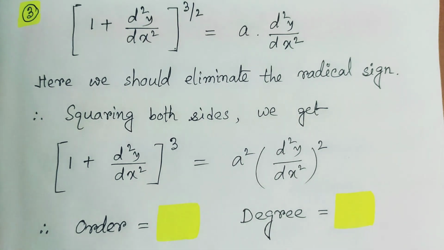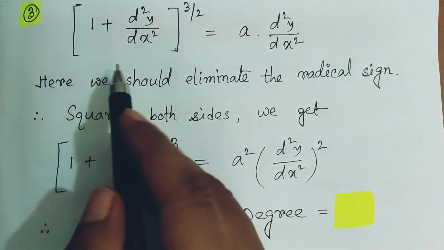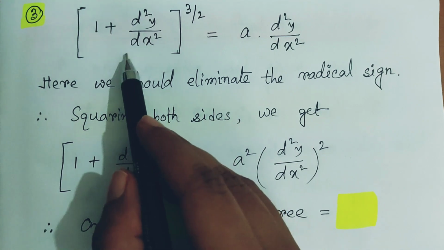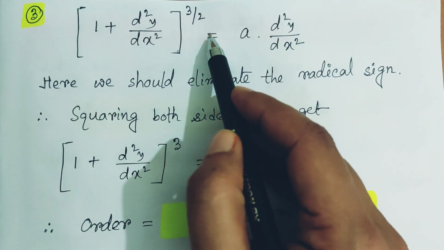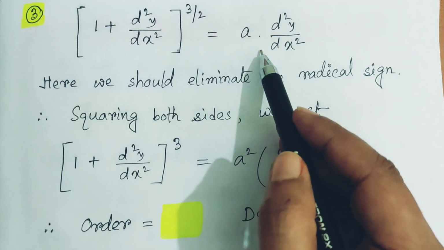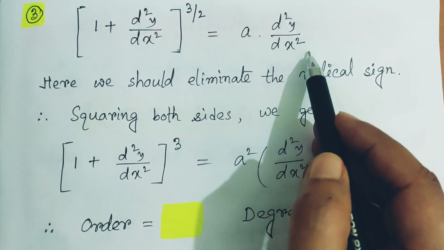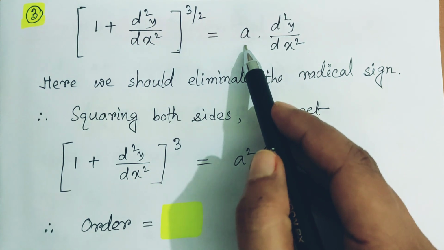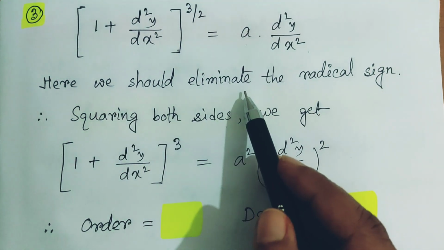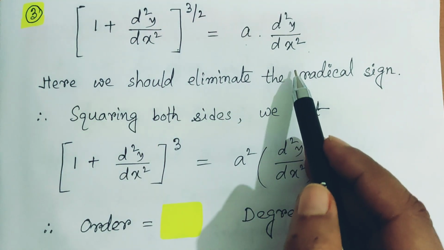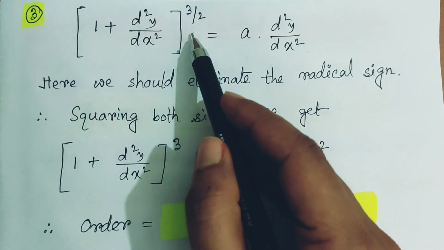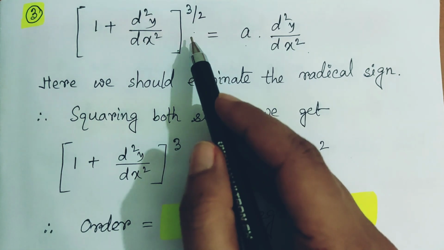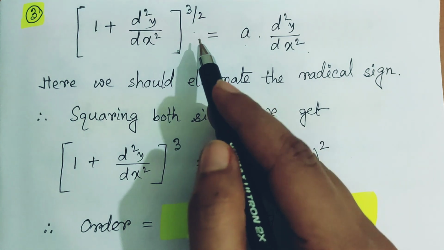One more example for you. If this one is your given equation, 1 plus (d²y/dx²) whole to the power 3/2 equals a times d²y/dx², where a is some constant. Here we should first reduce this equation to a simplified form, because 3/2 is a fraction, and a fractional power is not allowed when calculating the degree and the order.